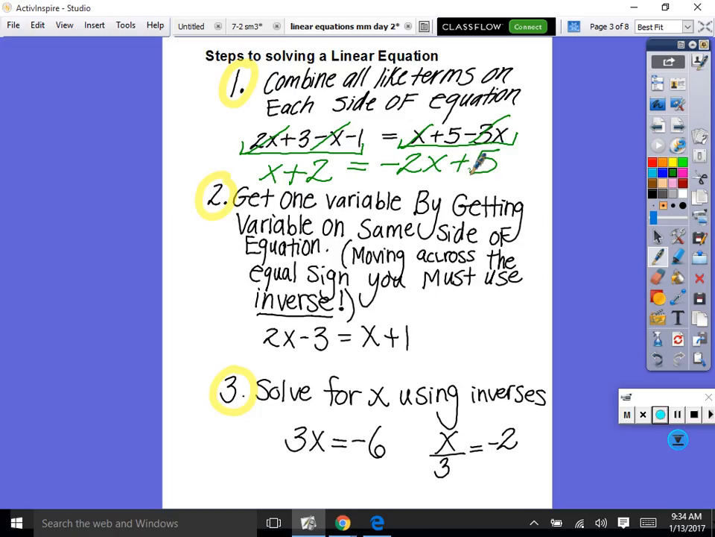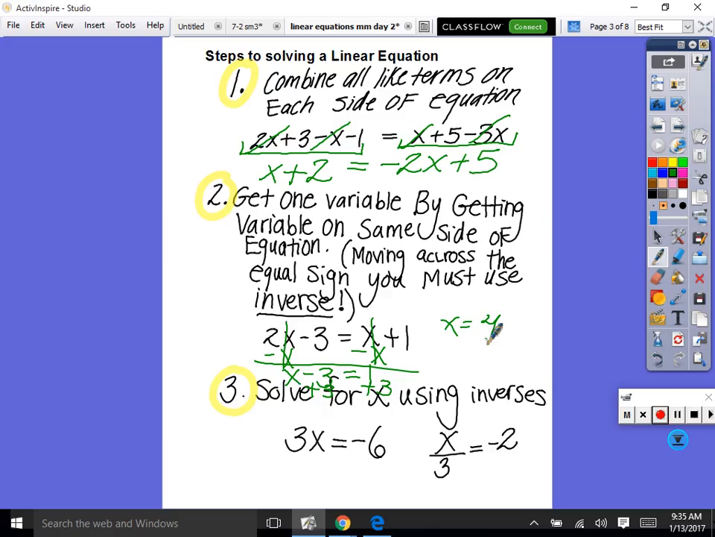What undoes positive x? Subtracting x from both sides. So now look, over here you just combine like terms. 2x minus x is x. Negative 3 is still there, is equal to 1. And now we're at our third step. Now that you have one variable, simply solve for x using inverses. So what undoes subtraction? Addition, right? So now we would add 3 to both sides of the equation up here, correct, everybody? So x equals 4.